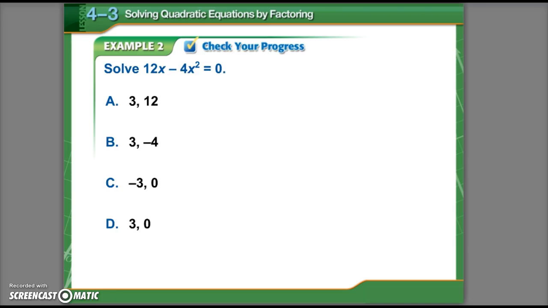Okay, here's an example for you to check for yourself. Pause the video as long as you need. You need to find the two solutions to 12x minus 4x squared equals 0. When you're ready, come back and advance to the next slide for the answer.